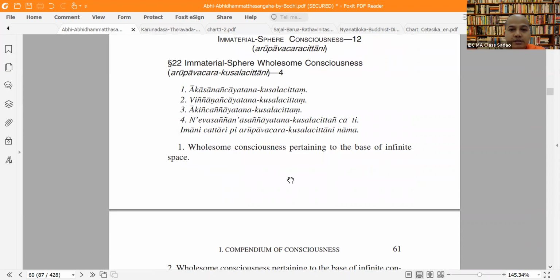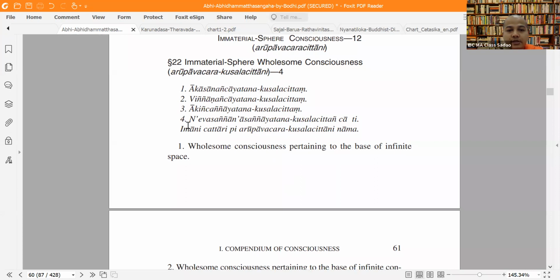Now let's look at the description of arupavachara chitta. There are four arupavachara kusala chitta, four vipaka chitta, and four kiriya chitta. Altogether you have 12. Let's read this together. Akasanancayatana kusala cittam, vinnanancayatana kusala cittam, akincannayatana kusala cittam, nevasannanasannayatana kusala cittam ceti, imani cattaripi arupavacara kusala cittani nama.